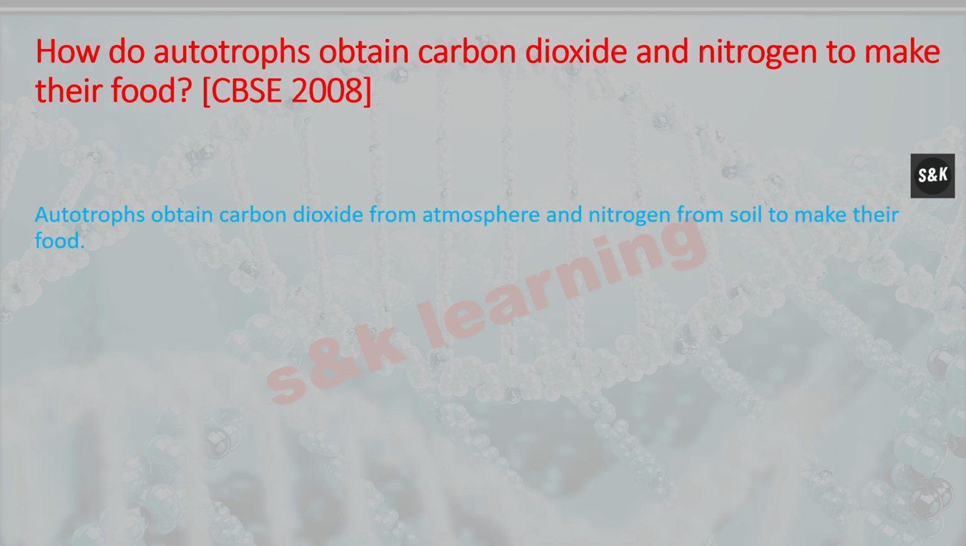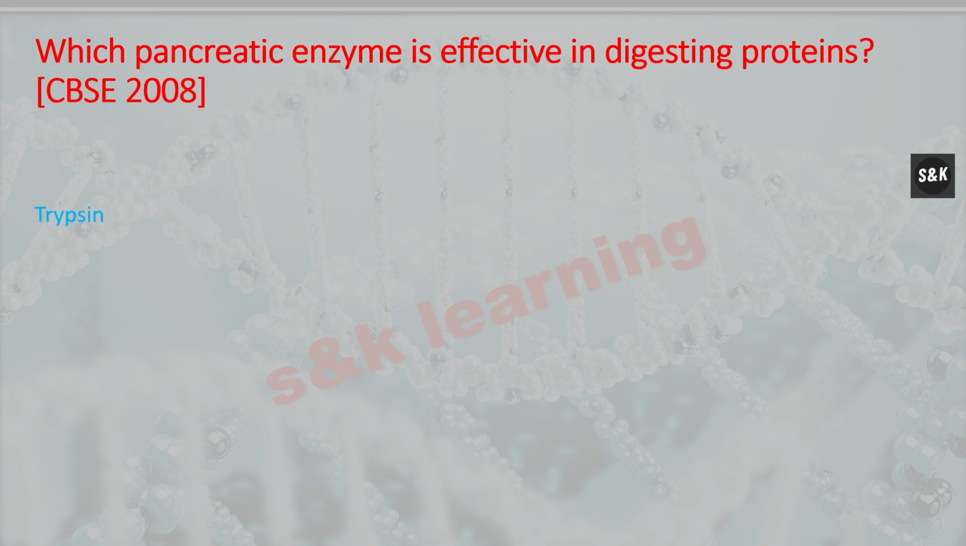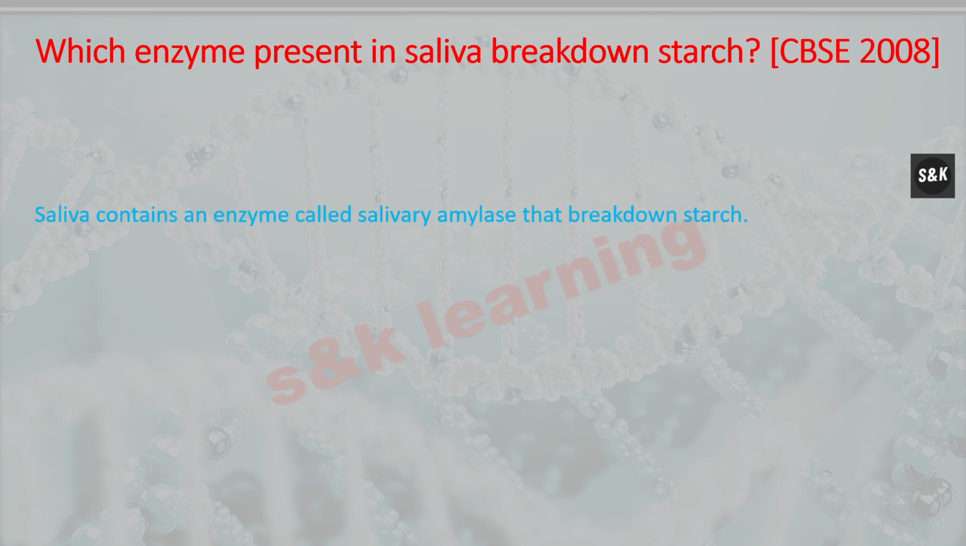Next, how do autotrophs obtain carbon dioxide and nitrogen to make food? Autotrophs obtain carbon dioxide from the atmosphere and nitrogen from the soil to make food. Which pancreatic enzyme is effective in digesting protein? Trypsin. Which enzyme present in saliva breaks down starch? The enzyme present in saliva is salivary amylase, which breaks down starch.